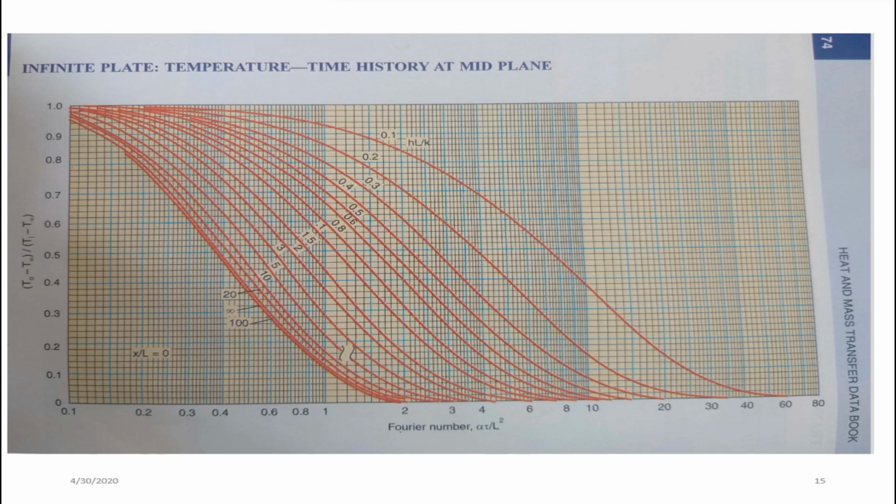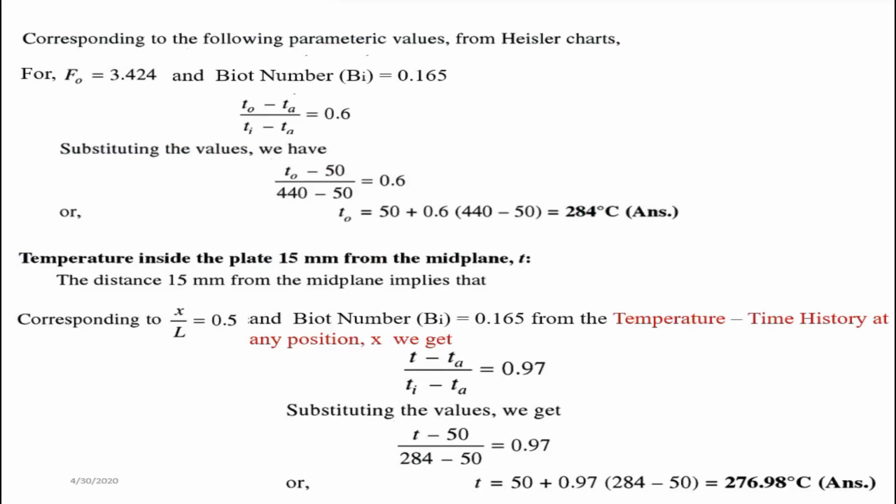So here, if you see (T0 minus Ta) divided by (Ti minus Ta), instead of Ta in that graph they have used T infinity; the meaning is the same, and that is equal to 0.6. So we have to find out now the T0 value, that is asked in the problem, the center line temperature. T0 is the center line temperature. So (T0 minus 50), Ta value is given, then Ti value 450 minus 50, is equal to 0.6. Therefore T0 is equal to 284 degrees Celsius.